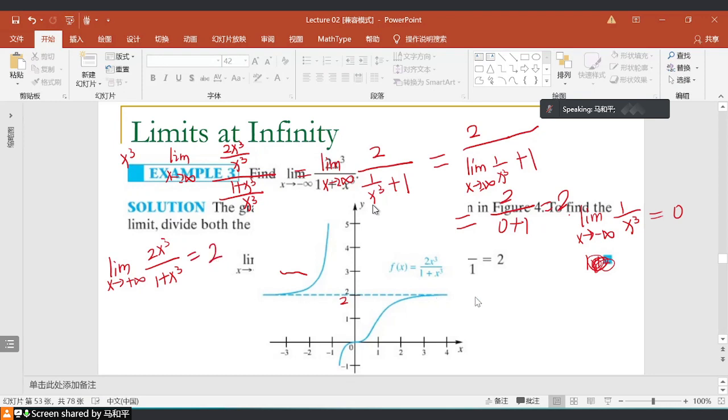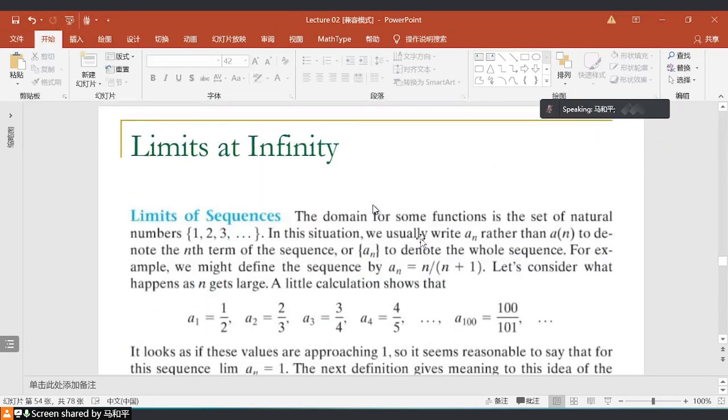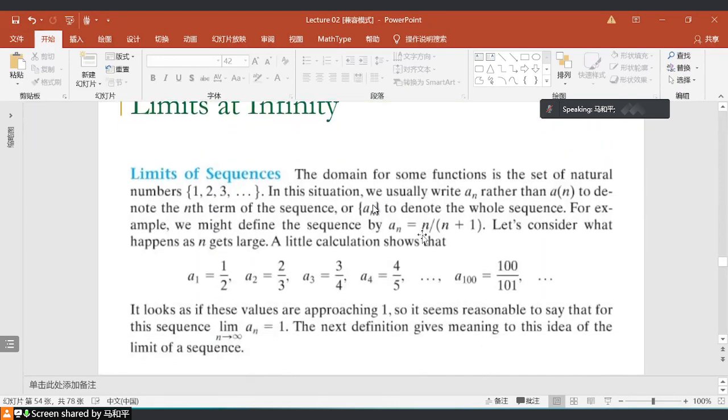The limit is also 2. So we find that as x gets larger and larger without bound, f(x) also approaches 2, like this. And now I hope you know how to find the limits at infinity.